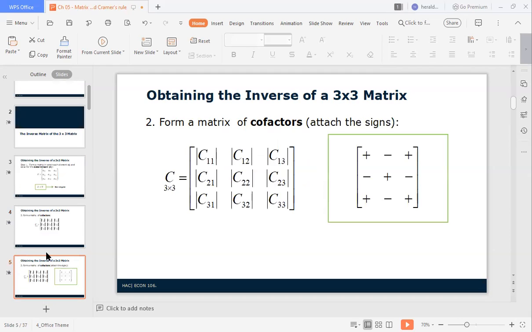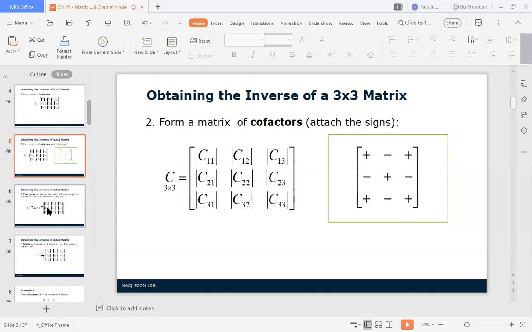Now, this is also one of the things that I discussed last time, wherein in transforming a minor, class, we will need to attach the signs corresponding to the cofactor. So again, it could be, for example, +1 multiplied to the minor, -1 multiplied to a minor. Okay, so again, these are the signs to guide you in transforming a minor to a cofactor.